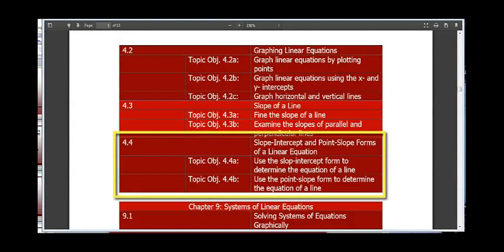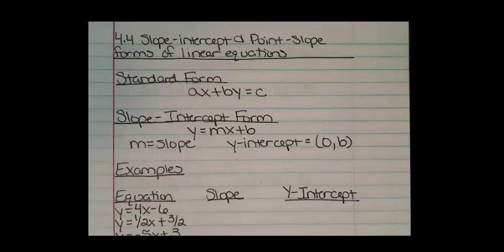Today we will be in Chapter 4, Section 4, Slope-Intercept and Point-Slope Forms of a Linear Equation. Our two topic objectives for today are to use the slope-intercept form to determine the equation of a line and to use the point-slope form to determine the equation of a line. Chapter 4, Section 4, Slope-Intercept and Point-Slope Forms of Linear Equations.